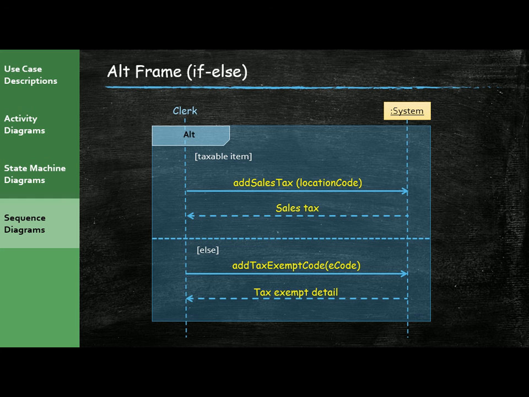So for example, I could say the first condition could be if it's a taxable item, then add sales tax. The next condition could be if the customer is tax exempt, then we add tax exempt code for customer. Else, we just add a tax exempt code for the item. So you can have different conditions here. You could keep going with these additional conditions in an alt frame. So that's an example of an alt frame.